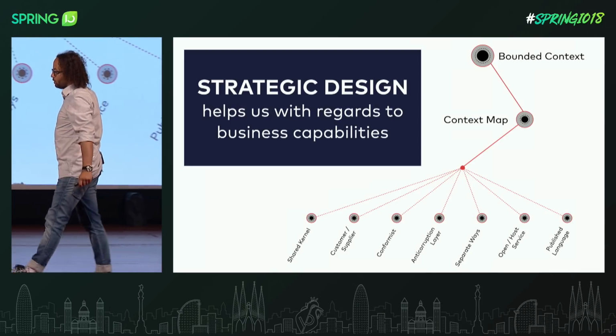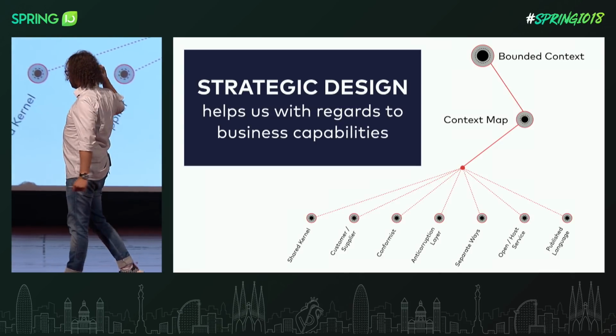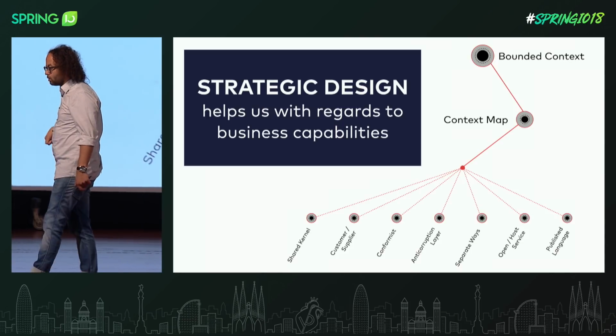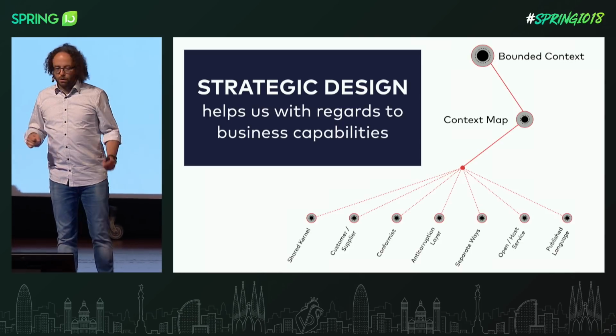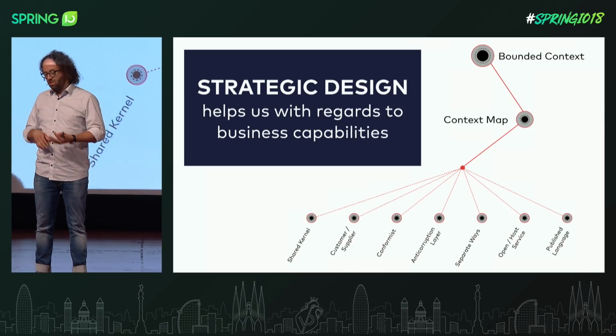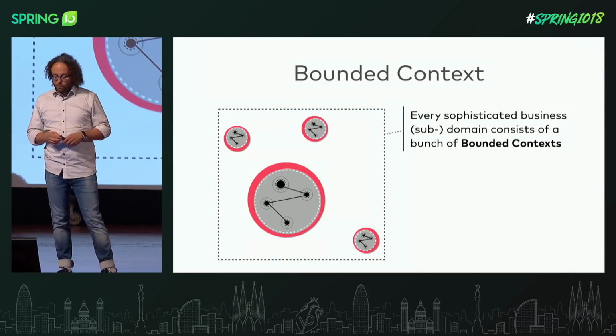And this is where the strategic design part of DDD helps us. So most important, the bounded context and the context map. I will not talk about the context map in any detail today because it would be too time-consuming and not in the scope of this talk. But let's start with the bounded context first of all.